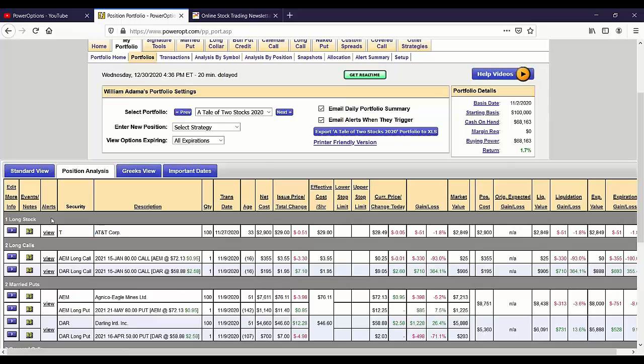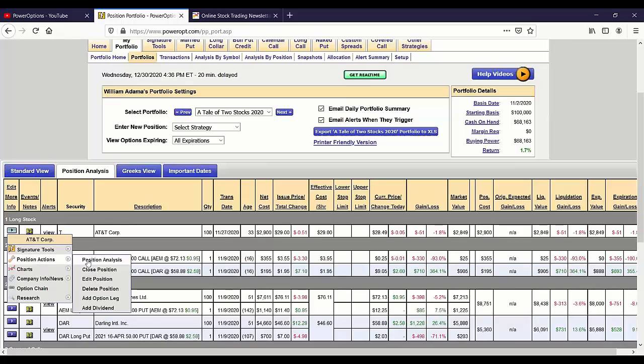as I'm tracking even just the long stock position in the portfolio, here's my one long stock at AT&T. We bought it at about $29 back on November 27th. It's down a little bit from our purchase price. But just like any other strategy, even if I'm just tracking a long stock, we can go to Position Actions and Position Analysis.